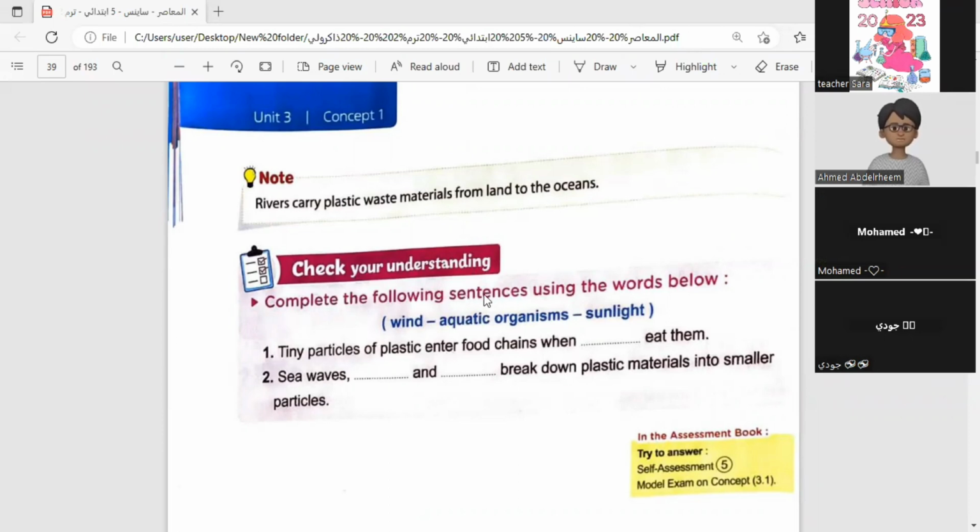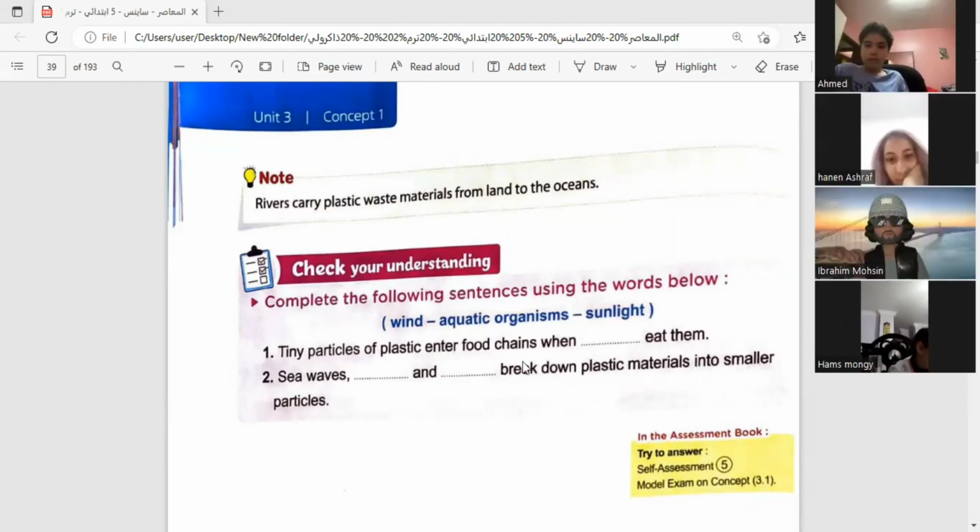Complete the following sentence using the words below. Number 1. Tiny particles of plastic enter food chains when aquatic organisms eat them. Yes, right.